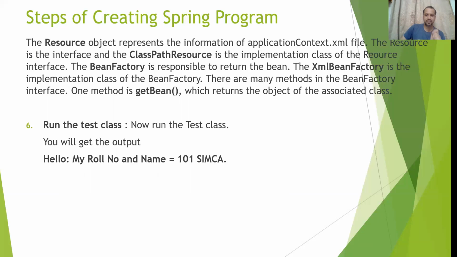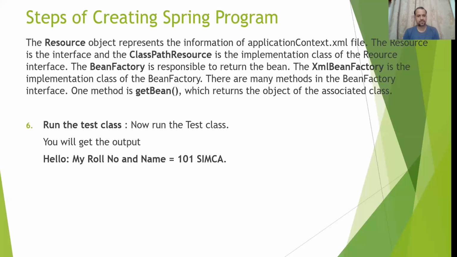Now the BeanFactory is responsible for returning the bean, and XmlBeanFactory is the implementation class of the BeanFactory. Means BeanFactory is another interface that is going to work, and XmlBeanFactory is the implementation class of the BeanFactory. There are many methods of the BeanFactory interface. One of the methods is getBean, which we have used to find the object, and it returns the object of the associated class. Now test run the program.